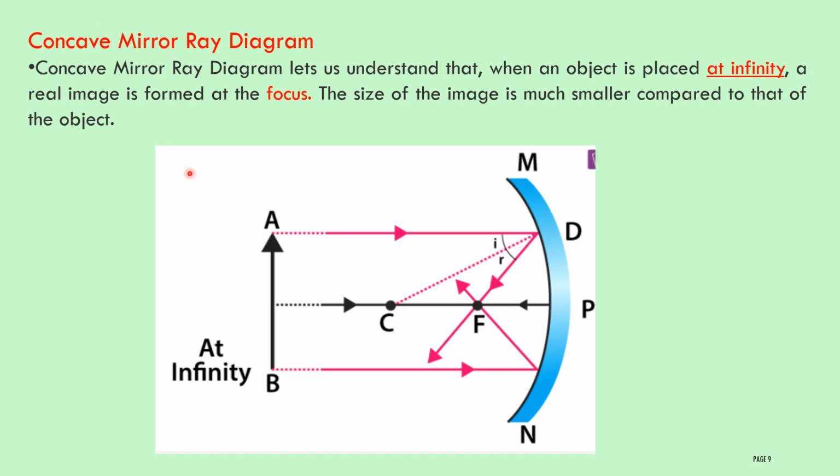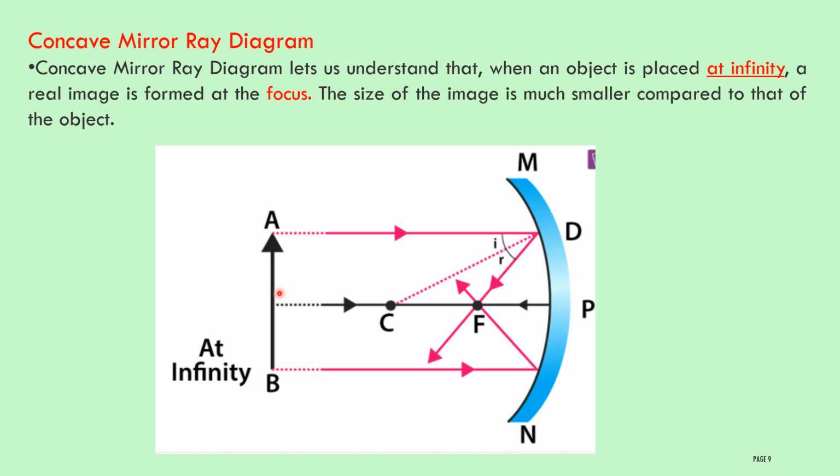Here consider the first case, the concave mirror ray diagram. Let us understand that when an object is placed at infinity, a real image is formed at the focus. The size of the image is much smaller compared to that of the object. Let us discuss in detail. Here you are keeping the object at infinity.